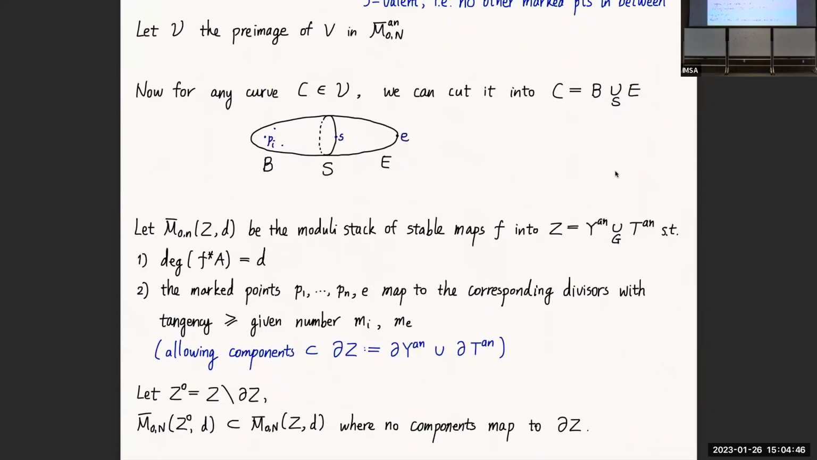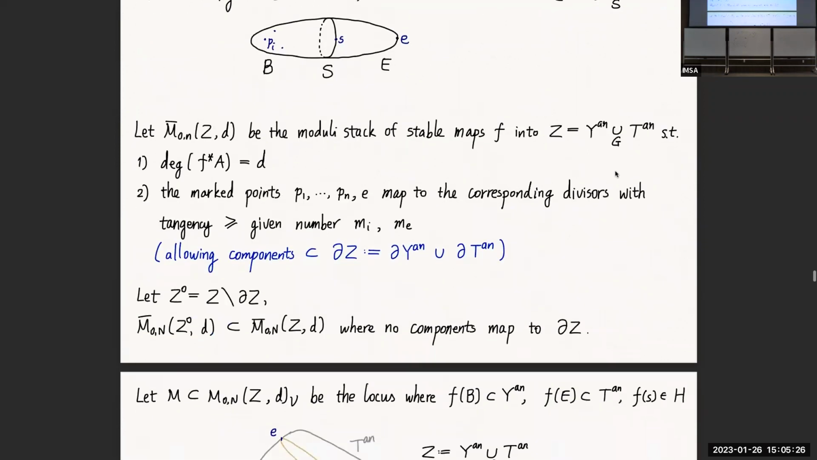And of course, eventually we don't want any component to go into the boundary. So we just introduce this subset where no components map to the boundary. First, we have to allow components to map to the boundary, because in order to establish some compactness, we should first have more freedom, and then we try to prove that we don't have these bubbles going to the boundary.